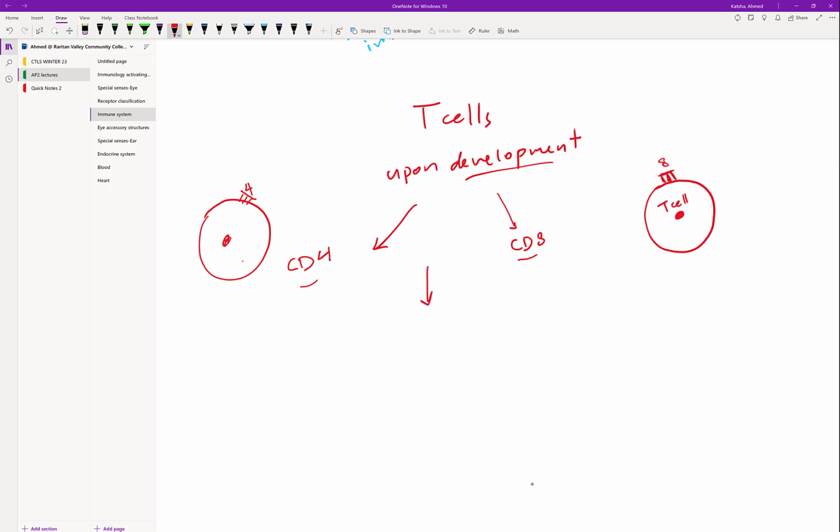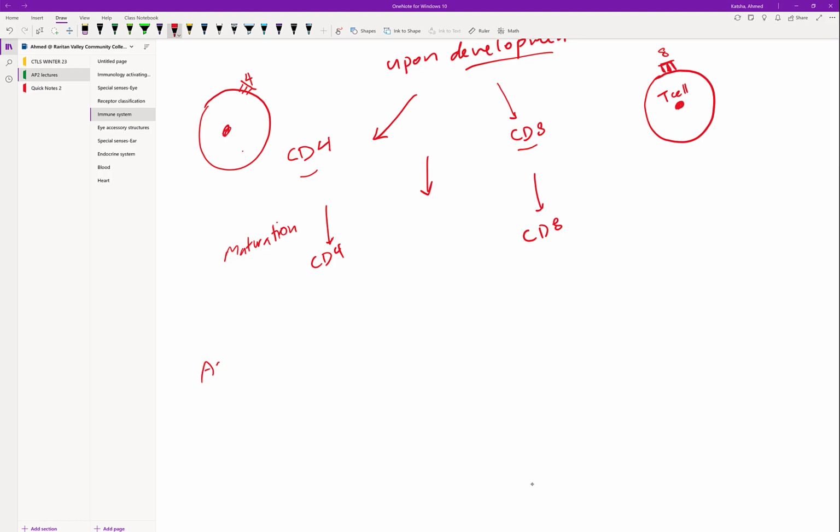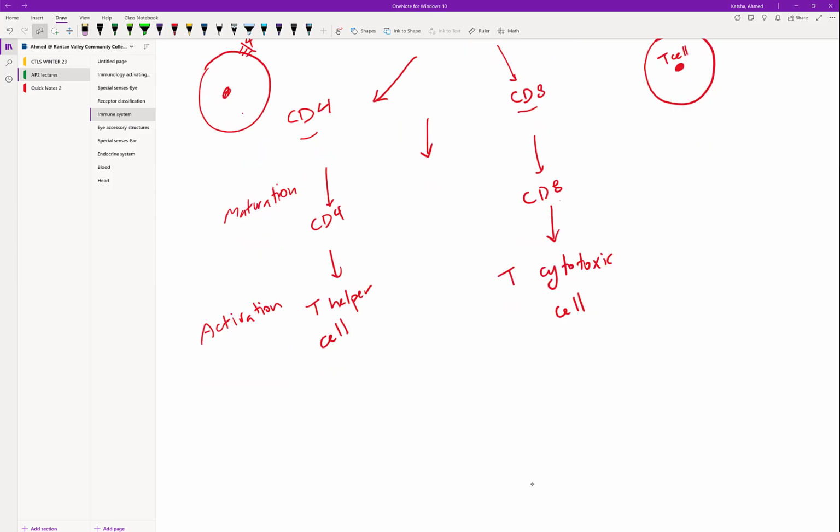They will go through maturation, and again in the thymus, they will remain as CD4 or CD8. But then, that is where they will develop. Upon activation, the CD4 will turn into T helper cell, whereas CD8 will turn into T cytotoxic cell. So the CD8 will turn into cytotoxic cell, the CD4 will turn into helpers. So that is one difference between the two.